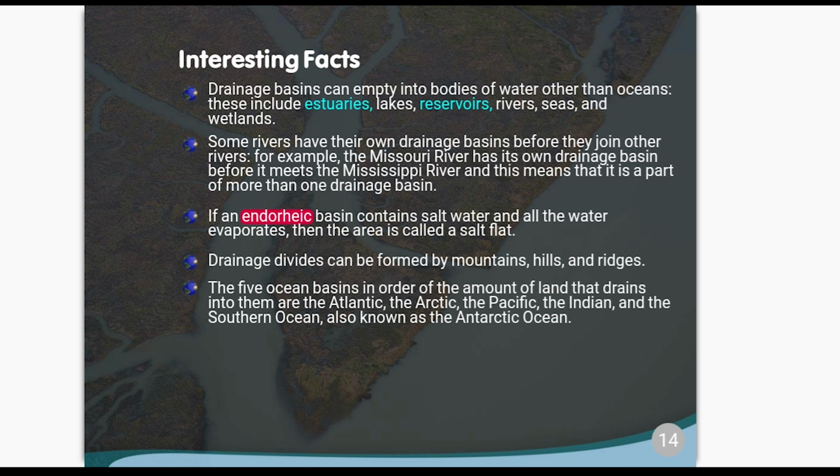If an endorheic basin contains salt water and all the water evaporates, then the area is called a salt flat. Drainage divides can be formed by mountains, hills, and ridges. The 5 ocean basins in order of the amount of land that drains into them are the Atlantic, the Arctic, the Pacific, the Indian, and the Southern Ocean, also known as the Antarctic Ocean.